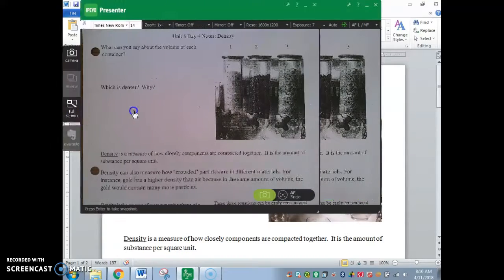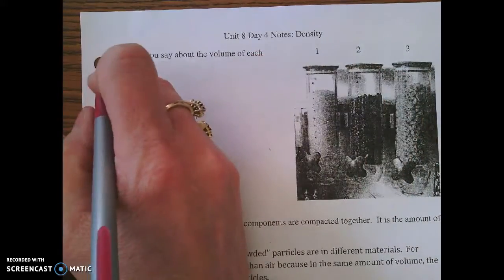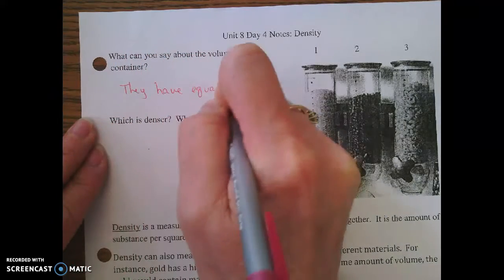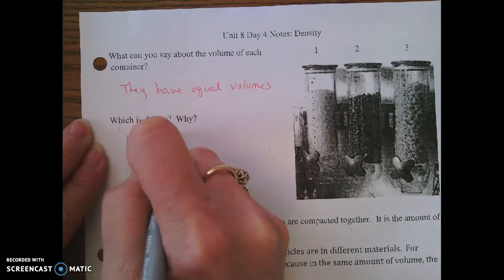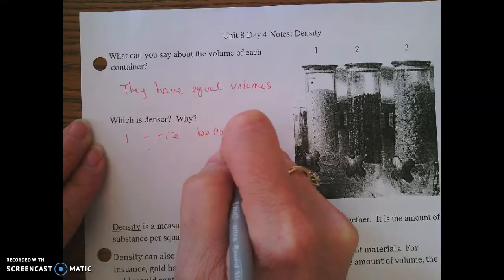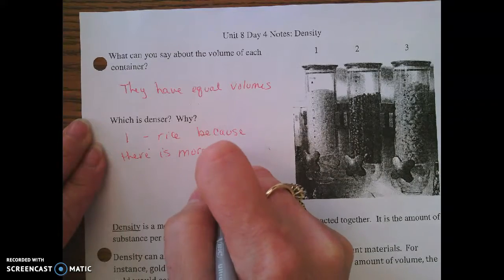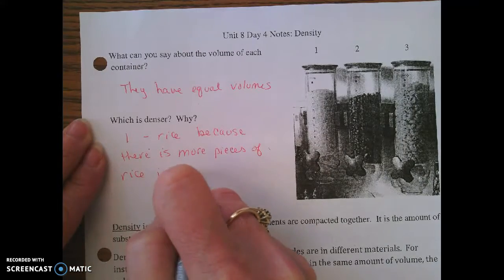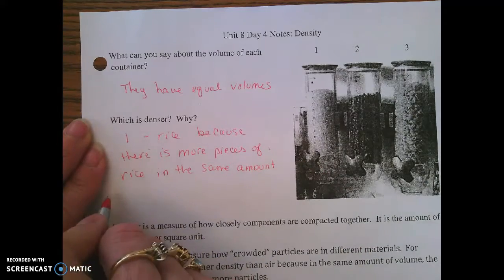Okay, so now I'm going to switch to my boring black and white copy. What can you say about the volume of each container? They are equal, or they have equal volumes. And which one's denser? Container 1, the rice, because there is more pieces of rice in the same amount of space as the other containers.